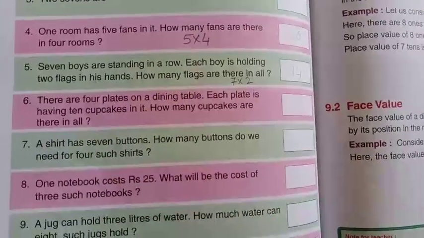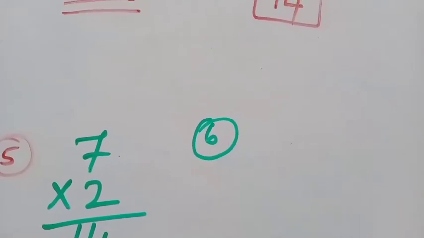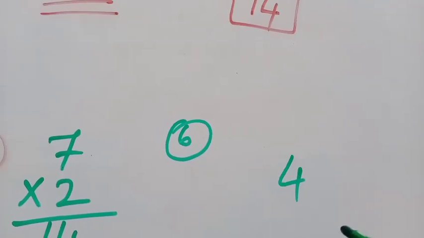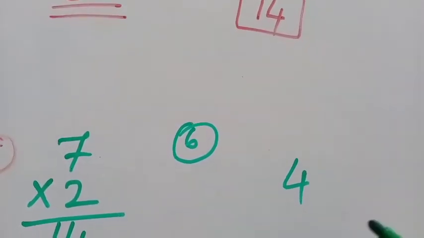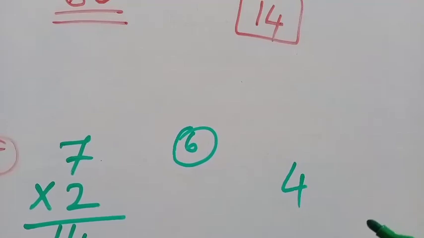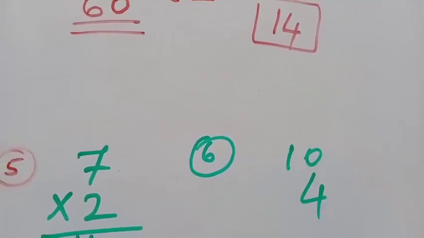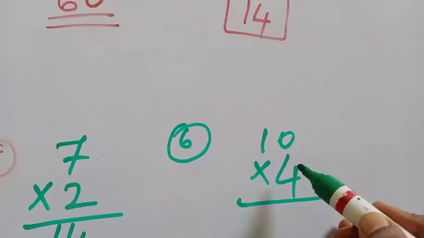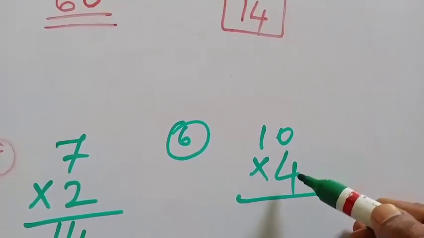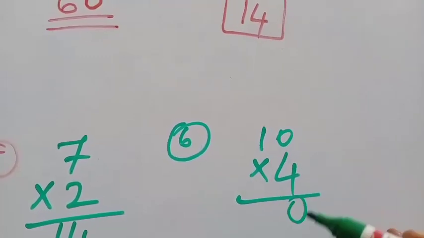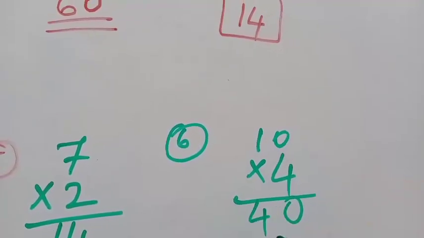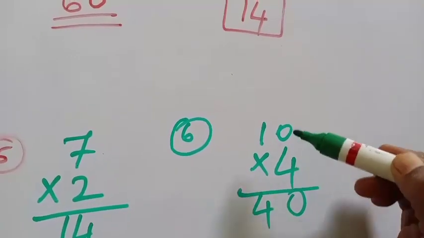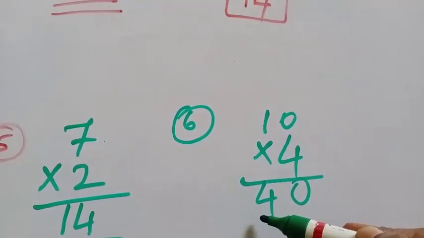So now we have to find out how many cupcakes are there in all. Okay. Let's find out the answer. So how many plates are there on a dining table? 4 plates. Isn't it? Yes. Now, how many cupcakes are there in each plate? 10 cupcakes. Right? Yes. Now we have to multiply these digits. Now, 4 zeros are 0. 4 ones are 4. Got it, children?